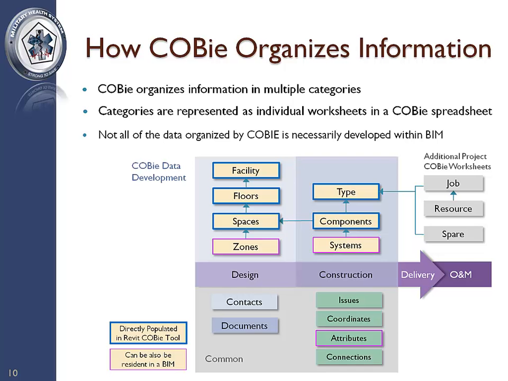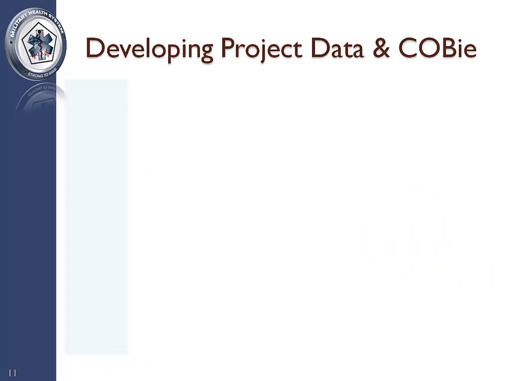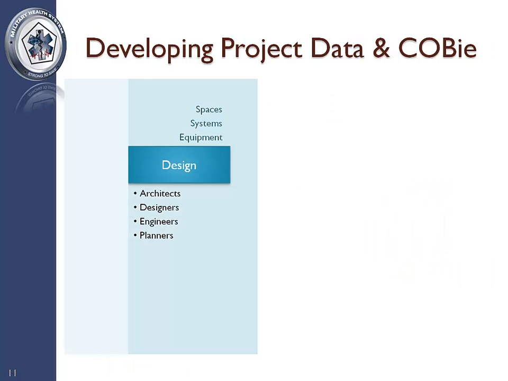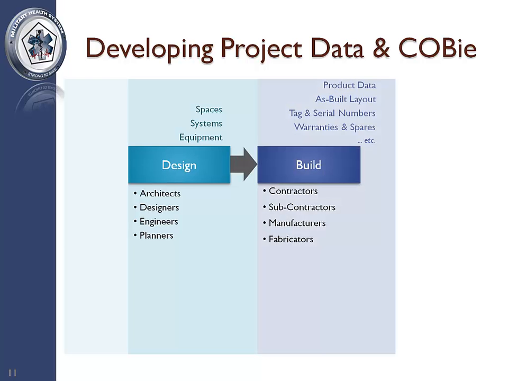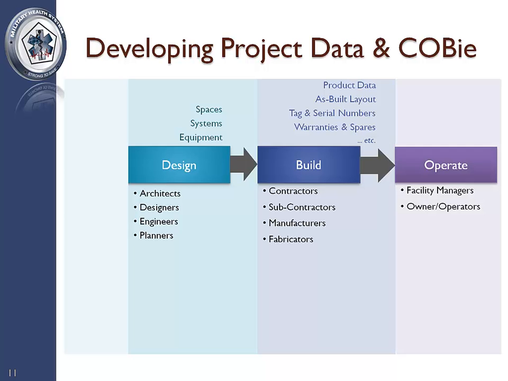Not all of the data organized by COBie is necessarily developed within BIM. The process of creating project information begins early, during the programming phase through project execution, where the project team develops the building space, systems, and equipment design. During the execution phase, which includes design and construction, multiple stakeholders develop the project data in detail and ultimately deliver the building and its data to MHS at project turnover.